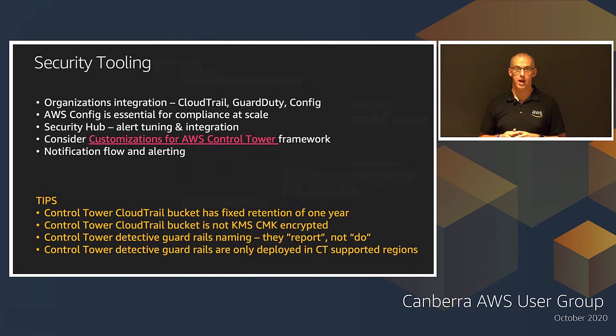And also the detective guardrails are only deployed in regions that Control Tower supports. Now, for the vast majority of my customers that run primarily in AP Southeast 2, which is our Sydney region, that's not a problem at all. But if you're running multi-region, it may be something you need to consider.